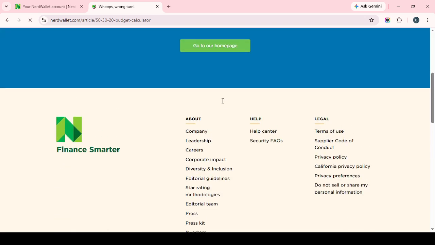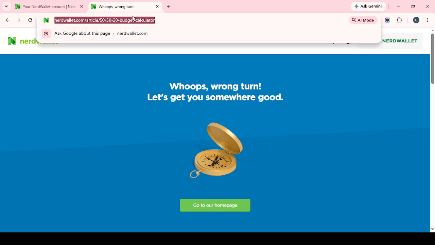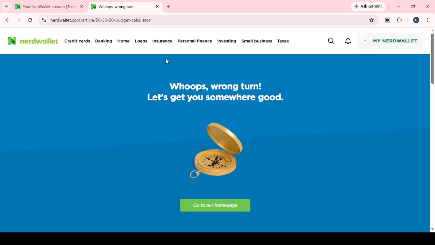When the page loads, look for the input field where you can enter your total monthly take-home income. This should be the amount of money you actually receive after taxes and deductions, not your full salary before anything is taken out. Enter that monthly amount carefully into the calculator.